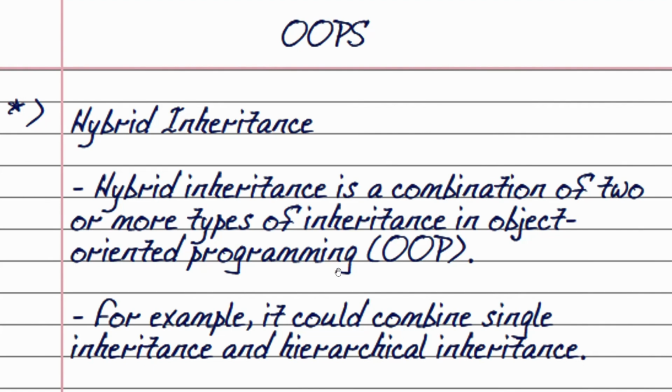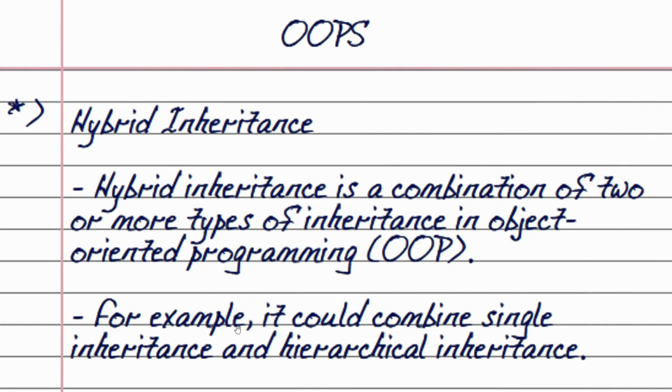In the previous video we have seen the types of inheritance such as simple inheritance, that is nothing but single inheritance, then multi-level inheritance, and hierarchical inheritance. If you don't know, then watch those videos. I will give the link in the description. So hybrid inheritance is a combination of two or more types of inheritance.